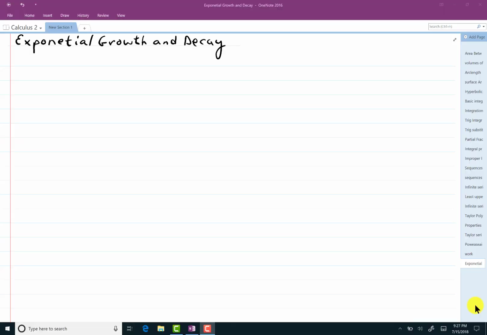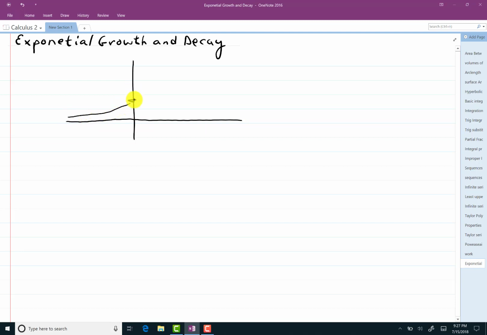This material is something that you have covered in a previous course. I don't even mean calculus. You probably did this in college algebra, pre-calculus. But let me just remind you, we're only going to spend a little time on a couple of examples here. Let's take a look at what an exponential function could look like.